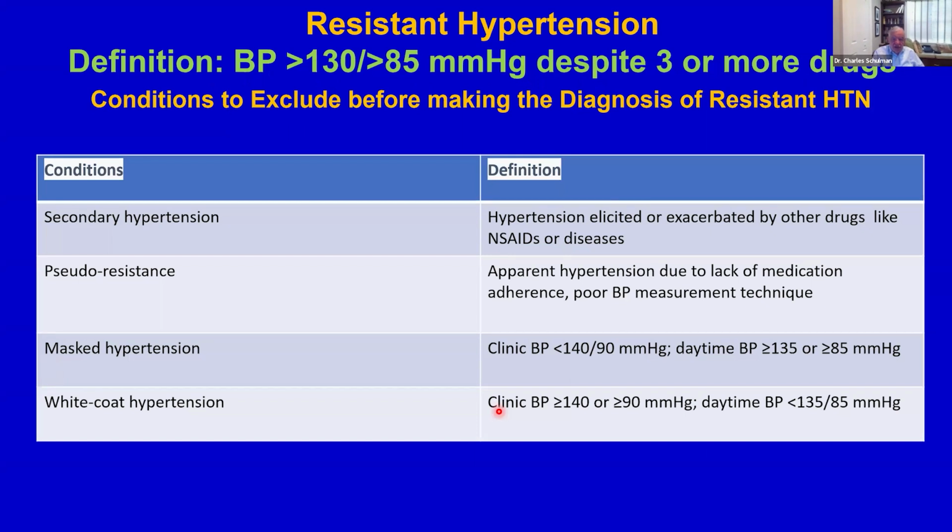Now, turning to resistant hypertension. Resistant hypertension is continued hypertension despite three or more drugs. But before you make the diagnosis of resistant hypertension, exclude the following conditions: secondary hypertension, and pseudo-resistance, apparent hypertension due to lack of medication adherence or poor blood pressure measurement technique.